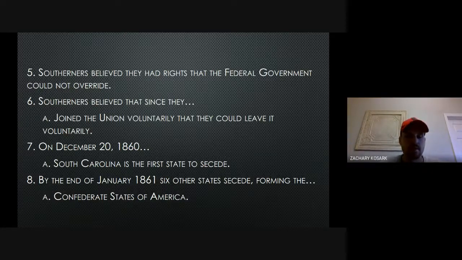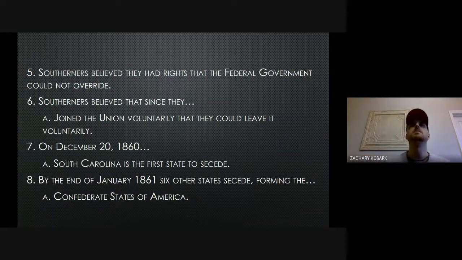And that's essentially what these South Carolina state representatives are going to do. On December 20th, 1860, just a few months after the election, South Carolina is the first state to secede. Secede means to leave or remove themselves from the United States. By the end of January 1861, 6 other states have seceded from the United States. So now they are their own country.